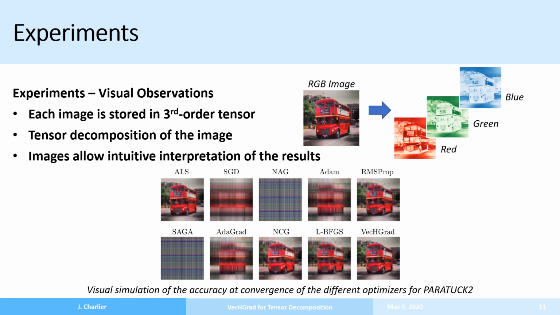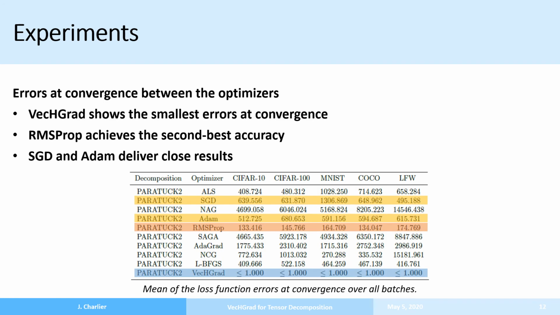And finally, the last optimizers for which we are capable of finding back the original image are ALS, RMSProp, VecHGrad, LBFGS, and NCG. So let's move on to a deeper overview of the quantitative results. If we consider the errors at convergence between the optimizers, here we are presenting and discussing the results for the Paratuk-2 tensor decomposition, but we observed similar trends for other decompositions.